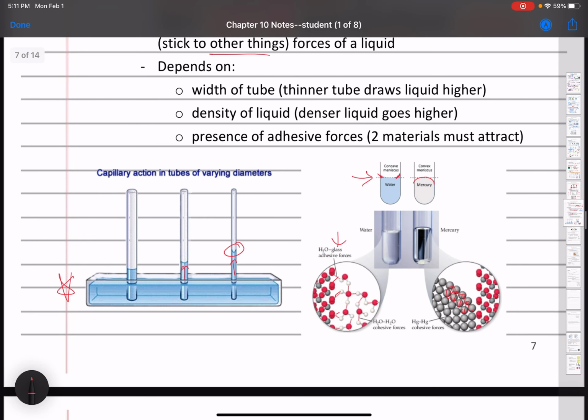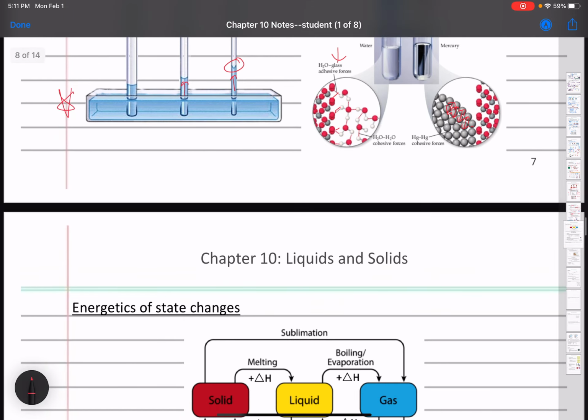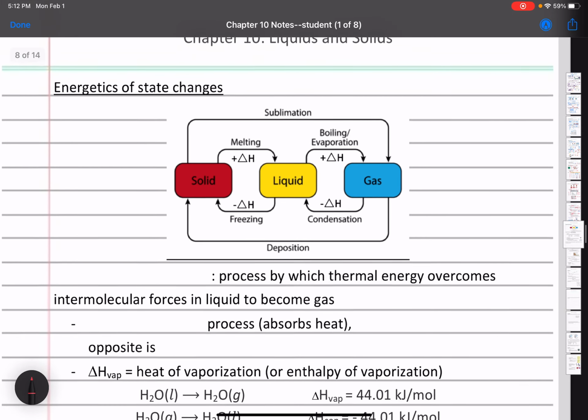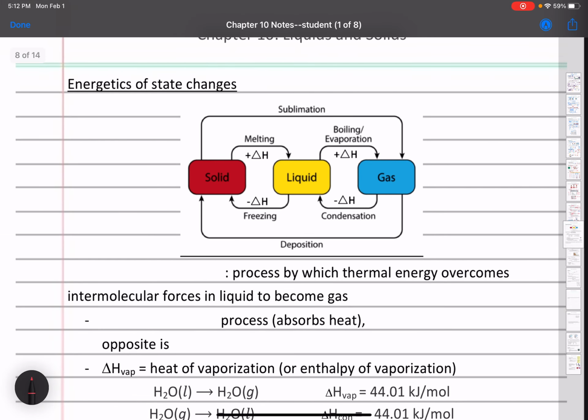So the identity of the material is important. Other things like the density of the liquid and the width of the tube also change the capillary action. The textbook goes into how to mathematically calculate some of the capillary action stuff, but we're not going to get into that. I just want you to know the role that intermolecular forces play in those different characteristics.